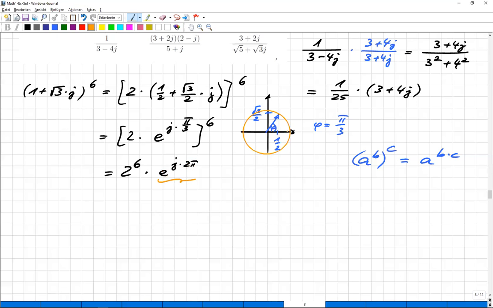You go to the right and then you turn around and make a full turn, and then it is parallel to the x-axis. It's parallel to the x-axis and it shows to the right, and it's a unit number. So it's nothing else than the number 1. It's exactly 1. That's another way to write down the 1. And that means the result is 2 to the 6, which we all know is 64, a positive real number. That's the result for this expression.